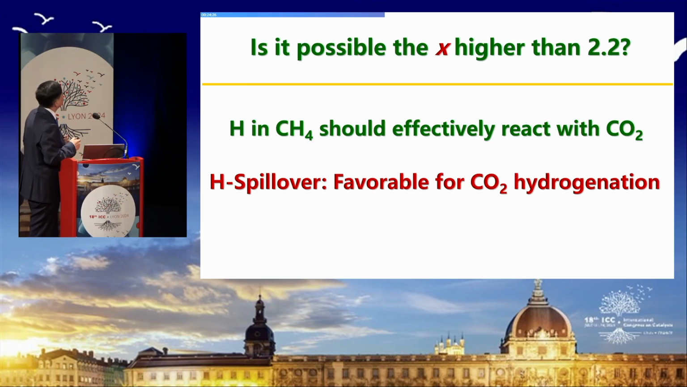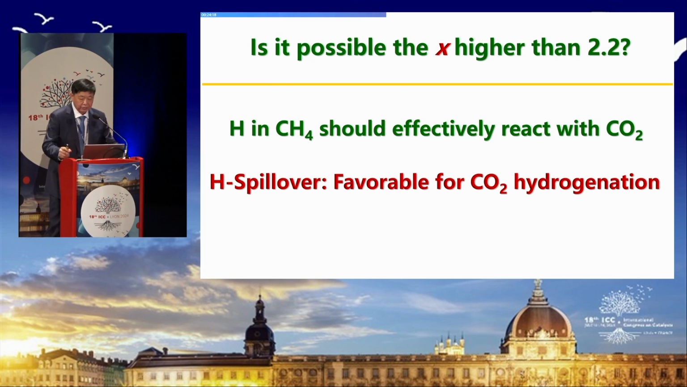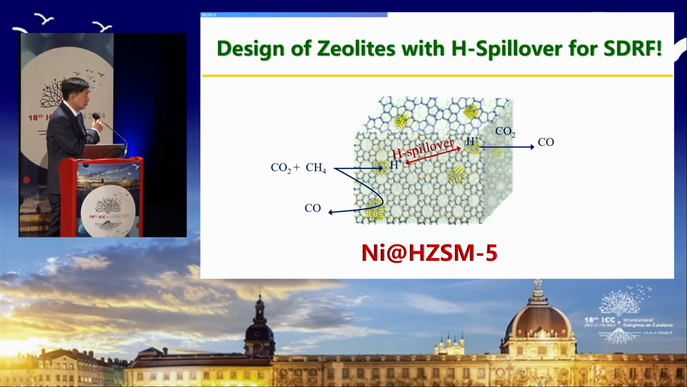If so, the hydrogen in the methane should efficiently react with the CO2. For this reaction, hydrogen spillover is very important. Hydrogen spillover is favorable for CO2 hydrogenation. So we design catalysts with very strong hydrogen spillover. For hydrogen spillover, we use a proton ZSM-5, just nickel nanoparticles fixed with this zeolite.